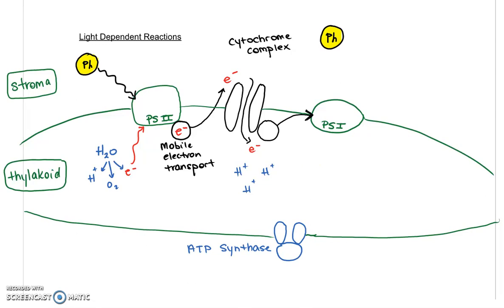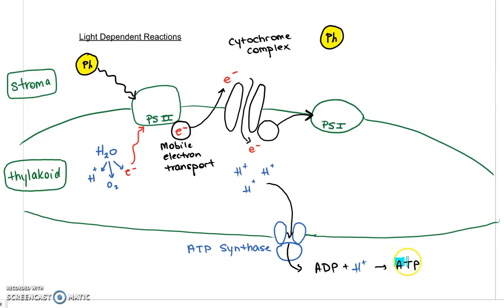So they're going to travel down through this protein complex called ATP synthase. And the purpose of this is to make ATP, which is fantastic for energy storing. So this ATP has tons of energy that we're going to use later on.